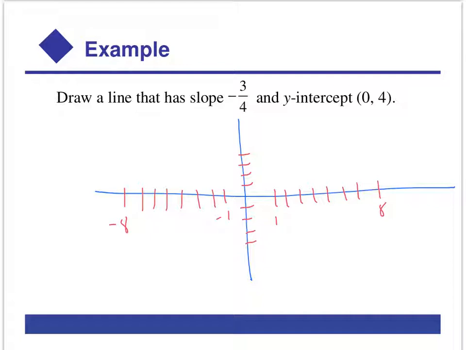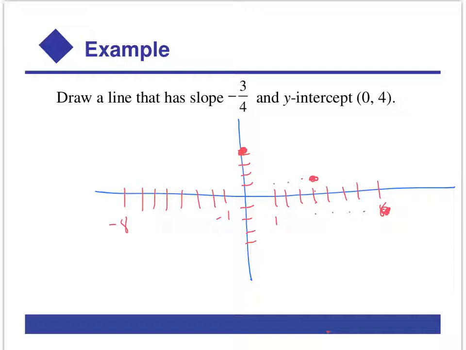Okay, so we cross the axis at (0, 4). So it's going to be here. So we're going to go down 3 and then over 4. 1, 2, 3, 4. And then we're going to go down 3. 1, 2, 3, and then over 4. 1, 2, 3, 4. We put a dot right there.